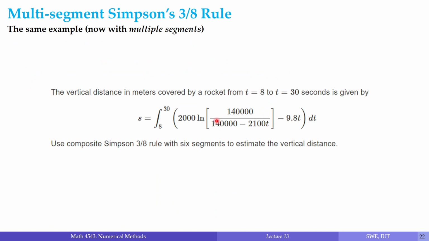apply that formula to the same example that we have been talking about so far. That's the integral that is giving us the distance covered by a rocket that's being launched into space, within the time t equals 8 seconds to t equals 30 seconds. This time we'll use the composite Simpson's 3/8 rule, and our value of n is 6. We are using 6 segments, and notice that 6 is divisible by 3. Whatever value of n we choose has to be divisible by 3 for this method to work.